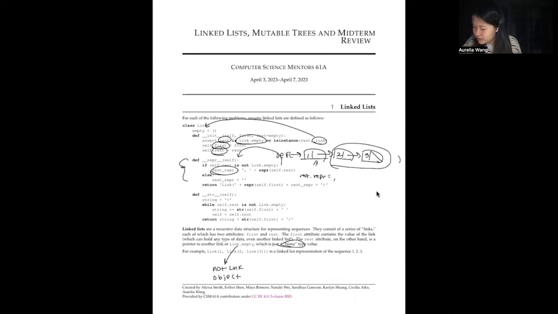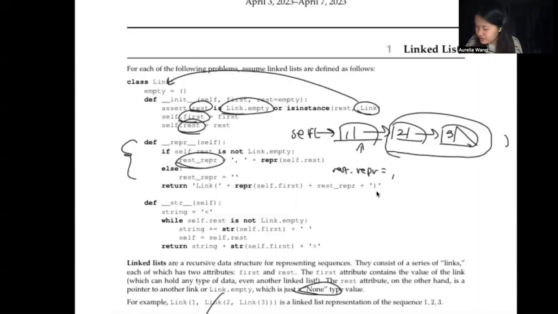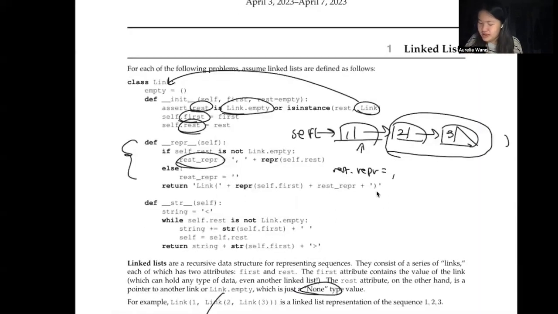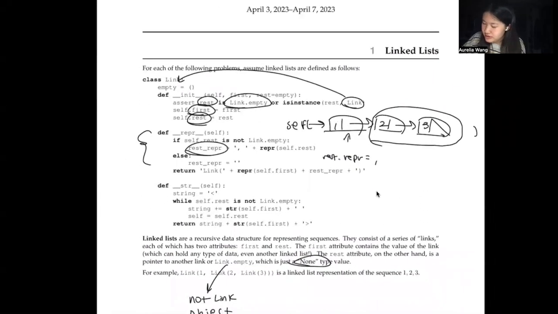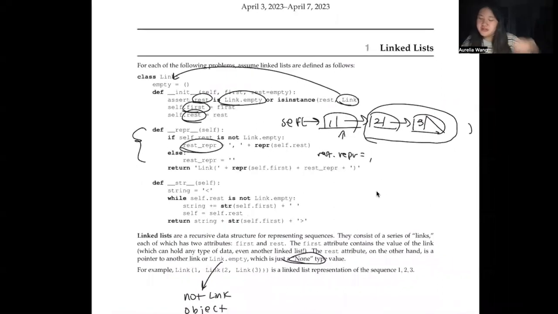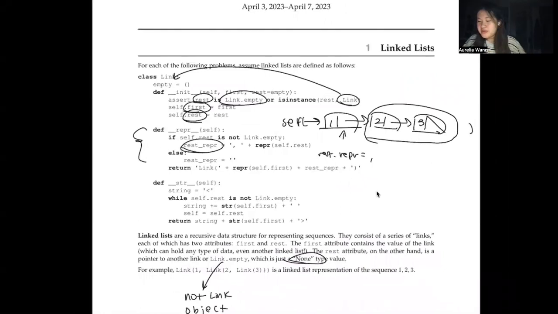And so the repr of self.rest is going to be 2. Actually, sorry, I kind of messed up on this. Okay, yeah, so we have this comma, and now we're going to return, hold on. Actually, yeah, sorry, this should be a recursive implementation.